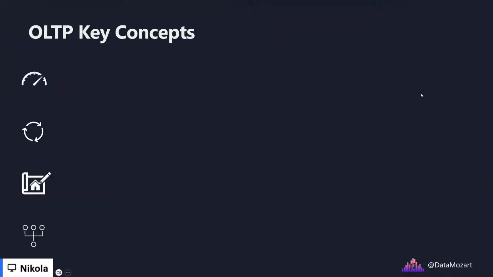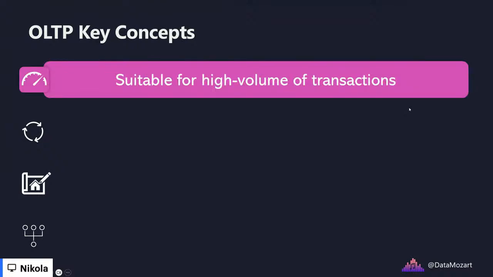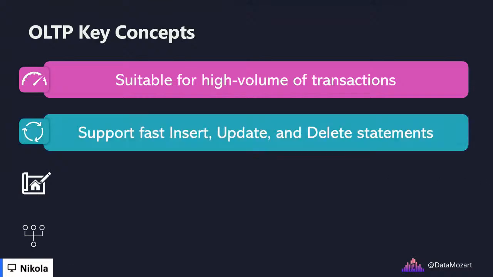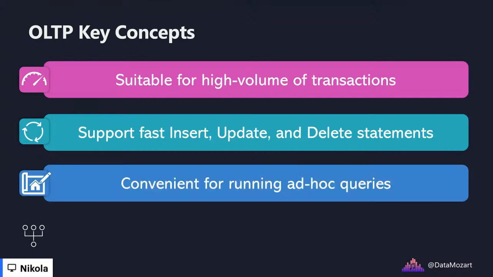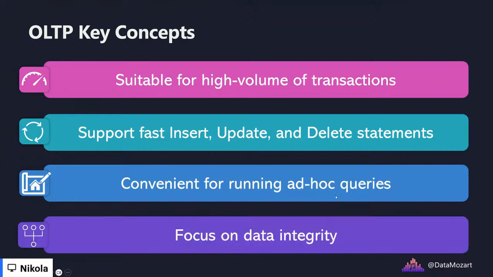We already mentioned that these systems are suitable for processing high volumes of transactions. When I say high volumes, I mean millions of transactions per minute, hour, day, however you want, but this is a really huge number of transactions. The emphasis is on fast data processing. Tables are normalized, as we learned, to third normal form to support quick and fast insert, update, and delete statements. These systems are convenient for running simple ad hoc queries for retrieving the data. And finally, the focus is on data integrity. That's one of the crucial tasks of OLTP systems.